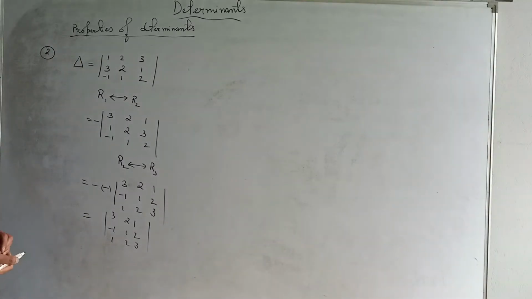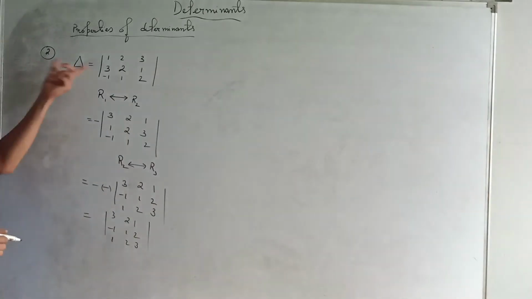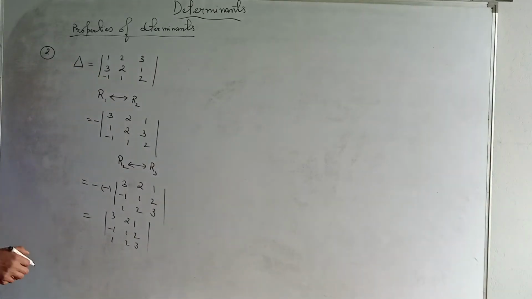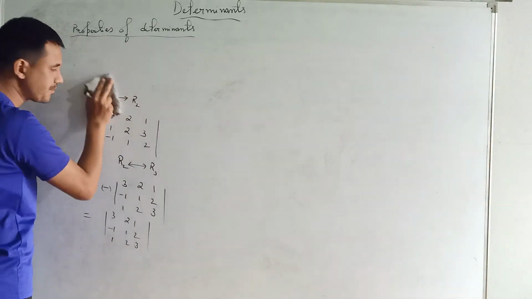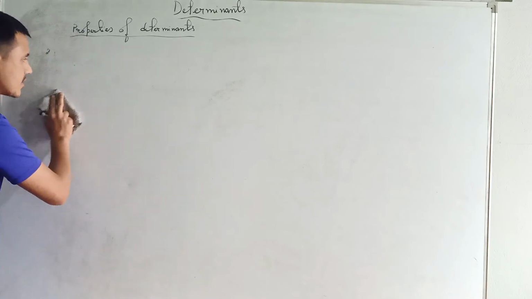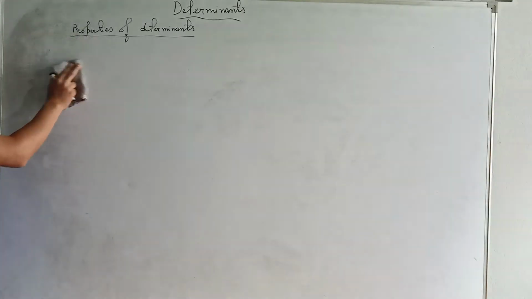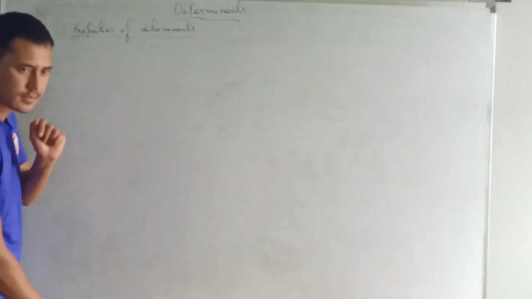Is it okay? Interchanging any two rows or any two columns produces a negative sign on the determinant. That is the second property. You're not supposed to forget any of the properties, okay? The third property is if any two rows or any two columns are identical.